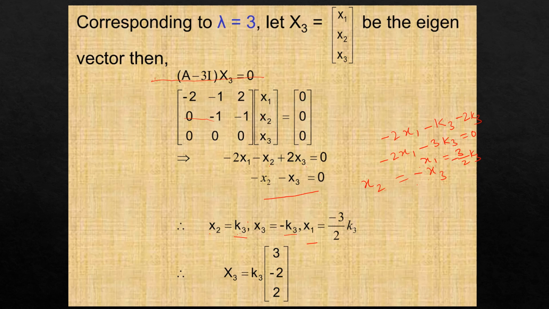This is minus k3 by 2 k3, because I'll take this to the left-hand side. So I got minus k3 by 2 k3. And because again I'm saying this is a ratio, I may say this is minus of 3 by 2, or I may say x1 as 3, x2 as minus 2 and x3 as 2. Both ways it is correct. So now I got the third eigenvector.